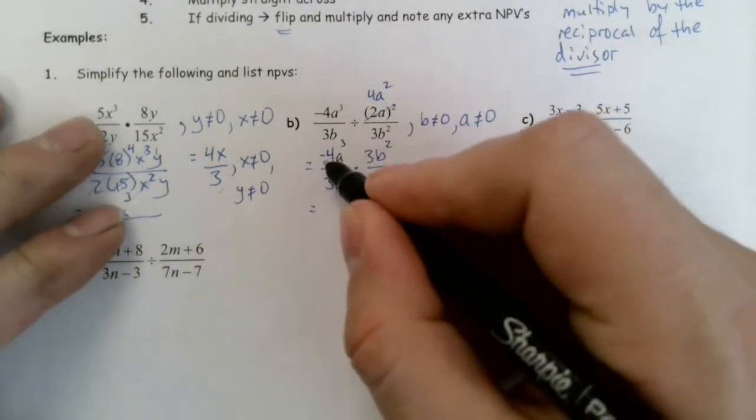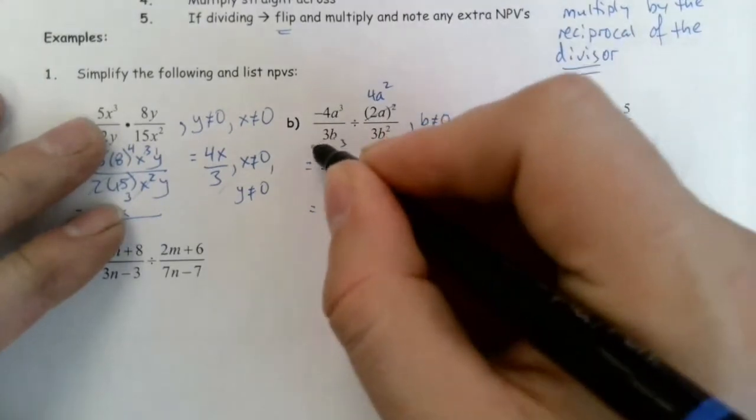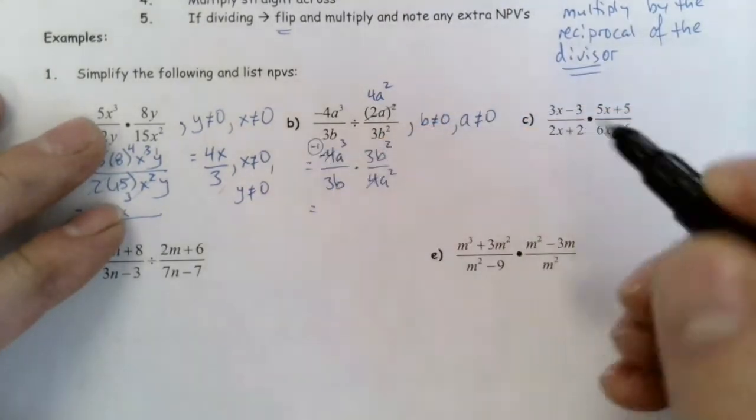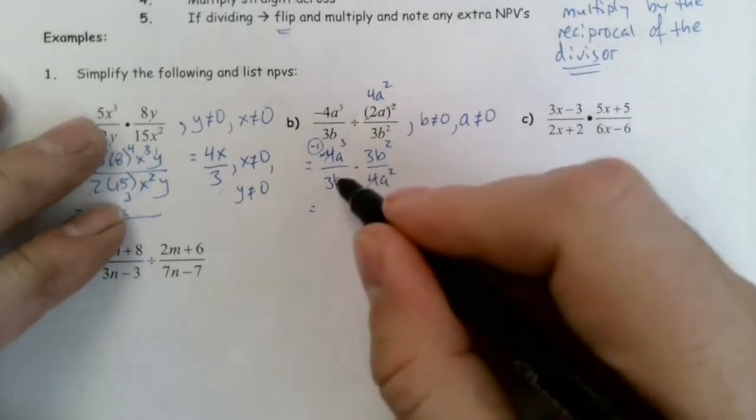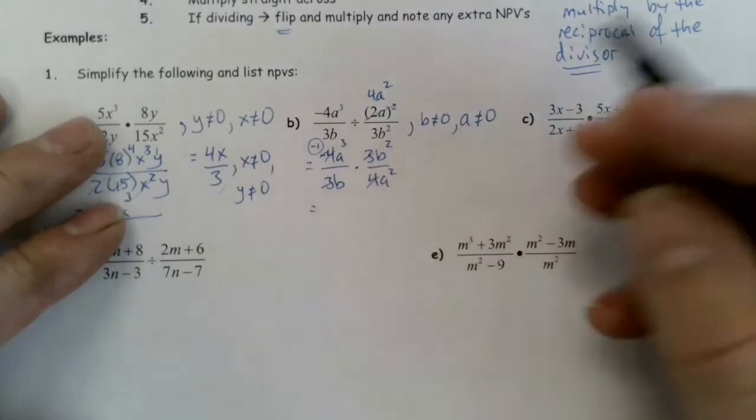I have a 4 in the numerator and a 4 in the denominator, so those are going to cancel. Now, bear in mind that there is a negative there, so I'm still going to have a negative 1 here. I've got a 3 in the denominator here, a 3 in the numerator, so 3 divided by 3 is 1. So that's going to go away. And now I've got 3 factors of a in the numerator and 2 in the denominator.